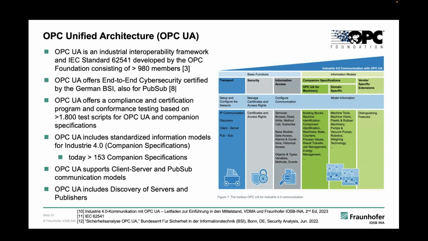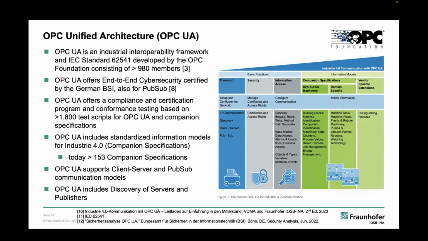So what is OPC UA? OPC Unified Architecture is an industrial interoperability framework. It's not a protocol, and it's an IEC standard 62541 that is developed by the so-called OPC UA Foundation, consisting of over 980 members.